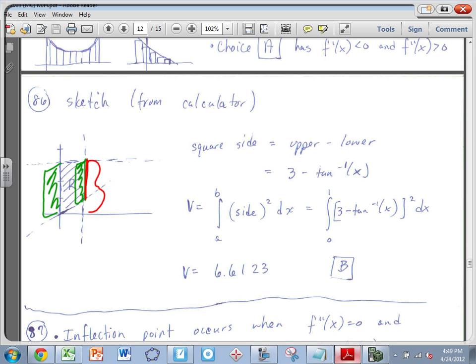The height from here to here is the inverse tan. So if you want this little leftover height that's here between them, you do upper function minus lower function to find the difference. So you start by doing 3 minus tan inverse. That's going to be the side of the square. Now, I want to know the area of this square, so I take that quantity and I square it. And what am I integrating from? This is 0, this is 1. I'm integrating along the x-axis. So I have dx there from 0 to 1, and I get choice B as my solution.